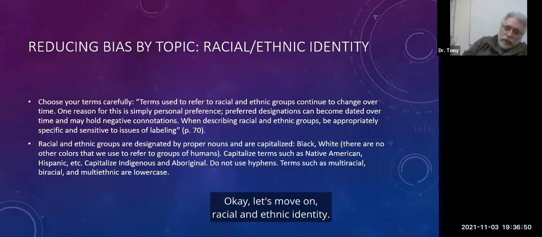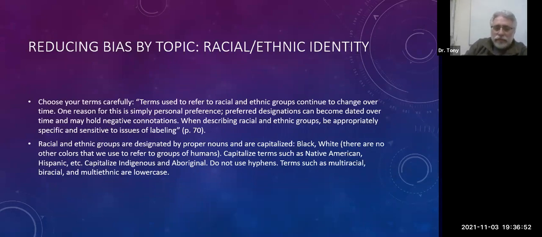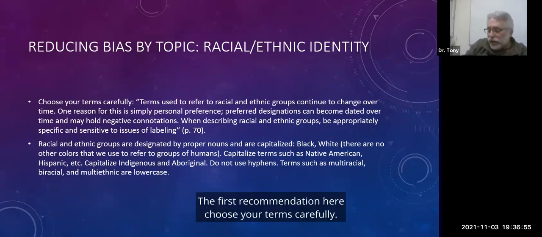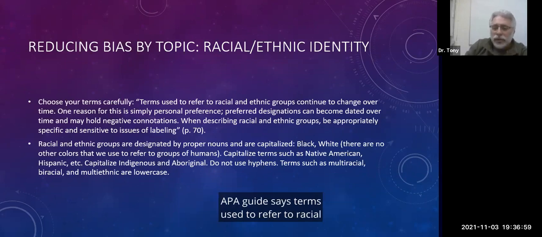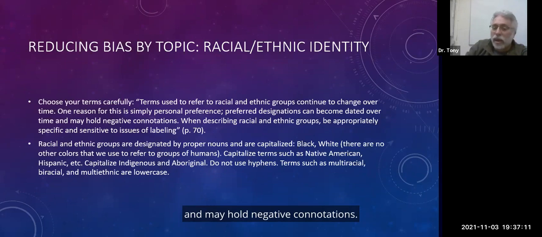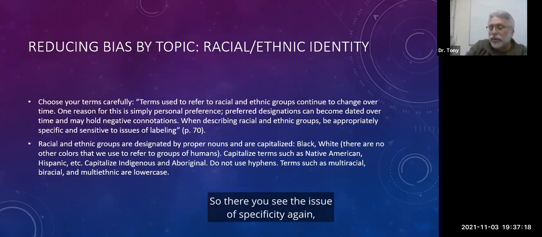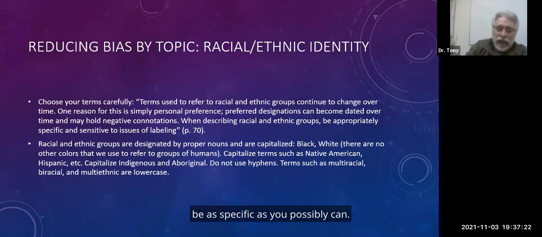Okay, let's move on. Racial and ethnic identity. The first recommendation here: choose your terms carefully. The APA guide says terms used to refer to racial and ethnic groups continue to change over time. One reason for this is simply personal preference. Preferred designations can become dated over time and may hold negative connotations. When describing racial and ethnic groups, be appropriately specific and sensitive to issues of label. So there you see the issue of specificity again. Be as specific as you possibly can.